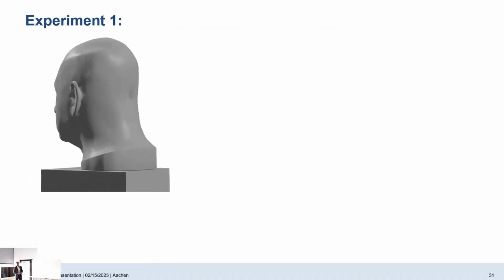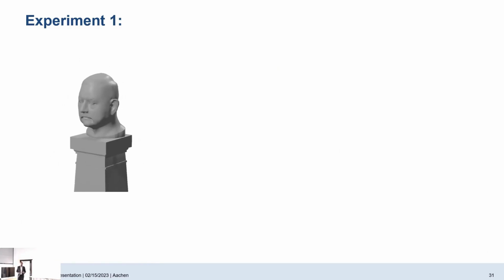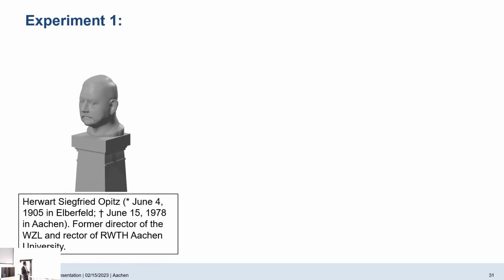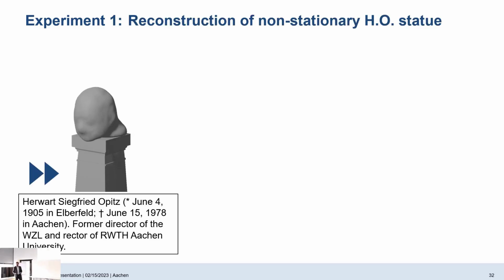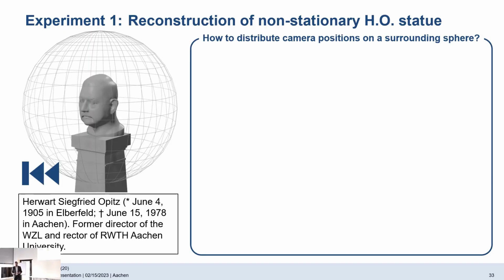So I had to design an experiment, and I just said I will use the Herbert Opitz statue here. So Herbert Opitz is a former WZL director, but I had to bring this statue into a non-stationary state, so I just let it melt like ice cream, for example. However, then it would make sense to digitalize this object before it has gone. So the question would be how to distribute these camera positions on a surrounding sphere.